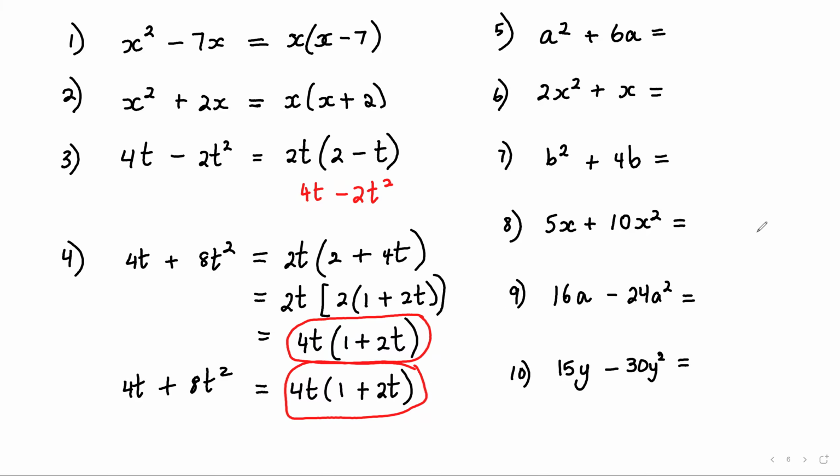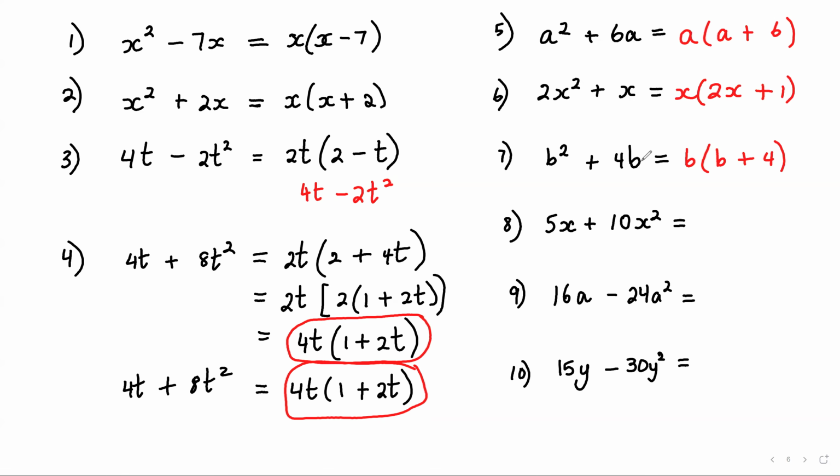A squared plus 6a. The common factor here is a. So a times a is a squared, and a times 6 will give me 6a. Then we have 2x squared plus x. The common factor here is x. x times 2x gives me 2x squared, and x times 1 is x. b squared plus 4b. The common factor here is b. b times b gives me b squared, and b times 4 is 4b.